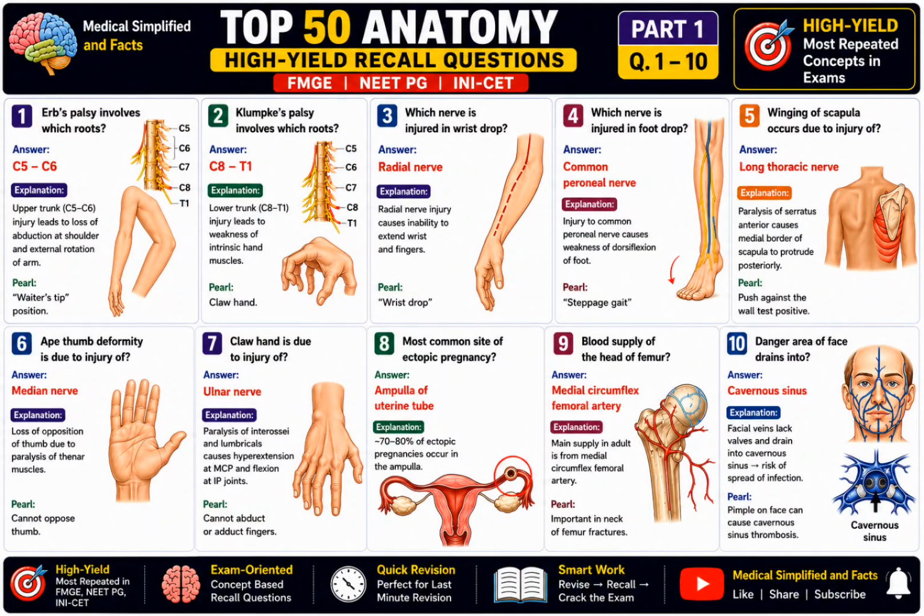Answer: the ulnar nerve. Paralysis of the interossei and lumbricals causes hyperextension at the MCP and flexion at the IP joints, so the patient cannot abduct or adduct the fingers.